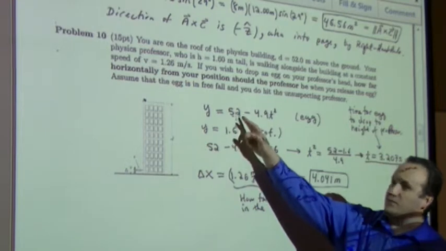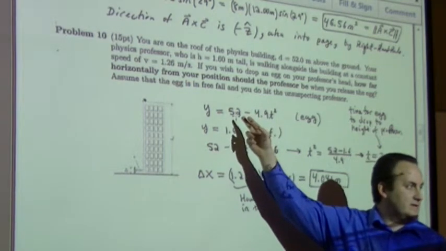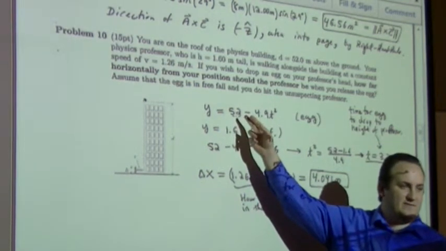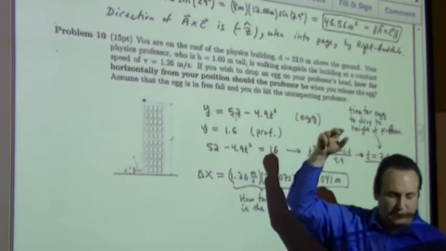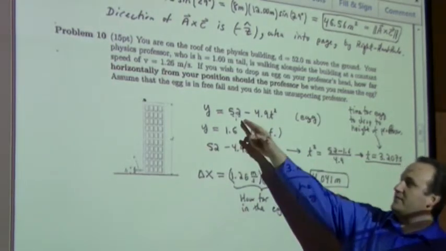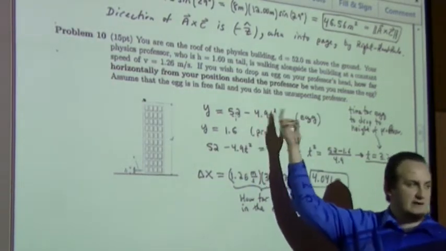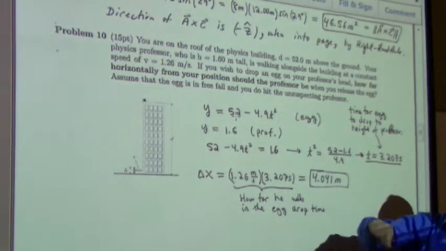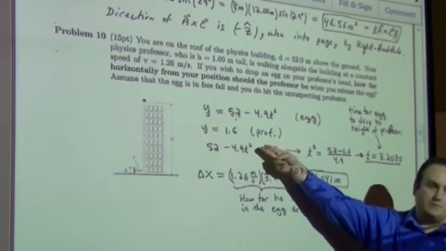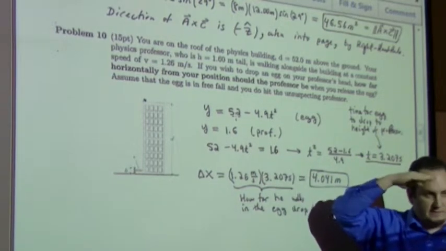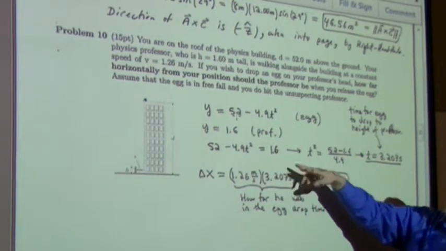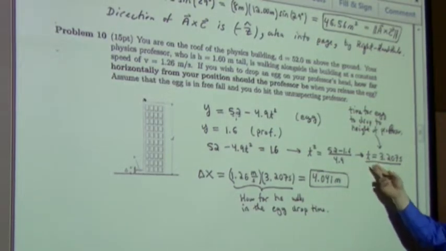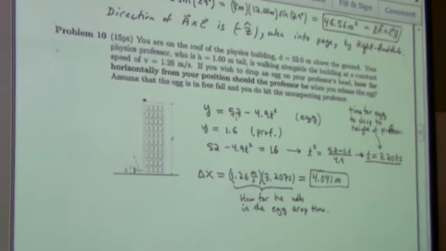If it was thrown down, there'd be another term here of minus v naught. So if it's thrown down at 10 meters per second, I would have 52 minus 10t minus that, right? But it's dropped, so there's no initial velocity term. And I just set that equal to 1.6, which is where the professor's head is, and then solve it. So that gives you t of 3.207.